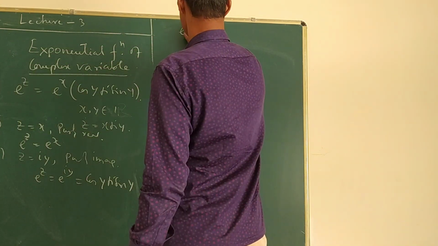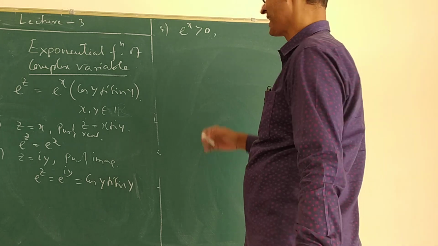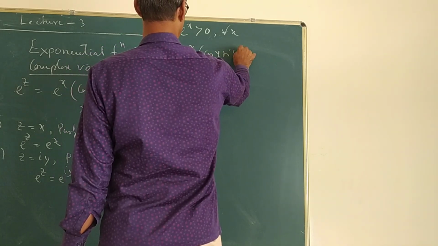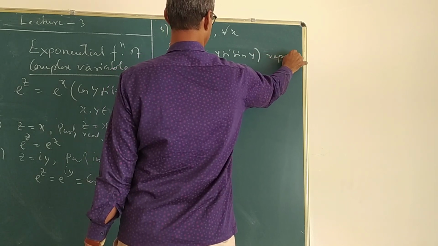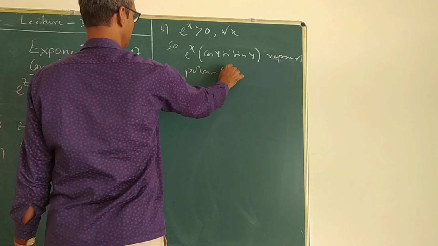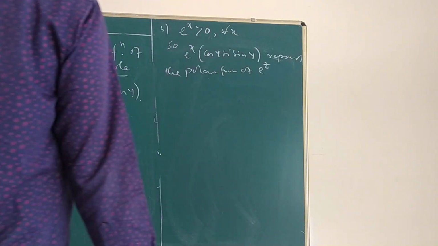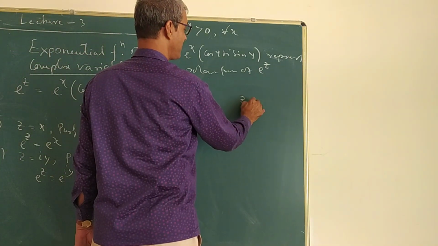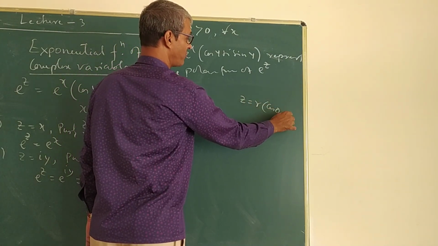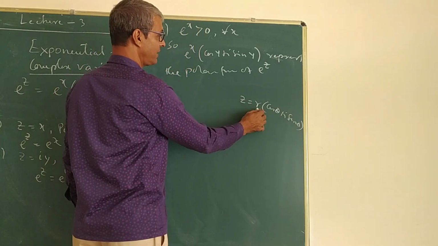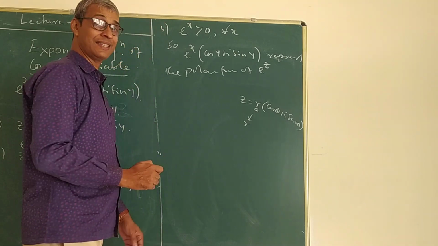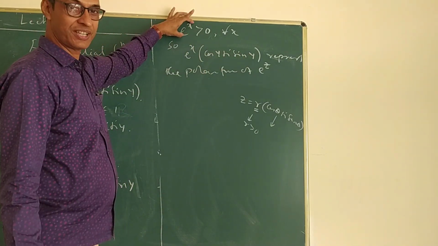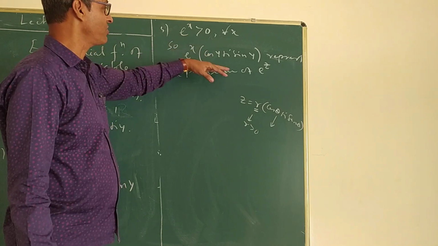Since e to the power x is greater than 0 for all x, e to the power x times (cos y plus i sin y) represents the polar form of e to the power z. It is a polar form because, in the case of a complex number z, we represent it in polar form in this way, where r is real and positive, and theta is a real number. Here also y and x are real, and e to the power x is positive. So this representation is the polar form of e to the power z.